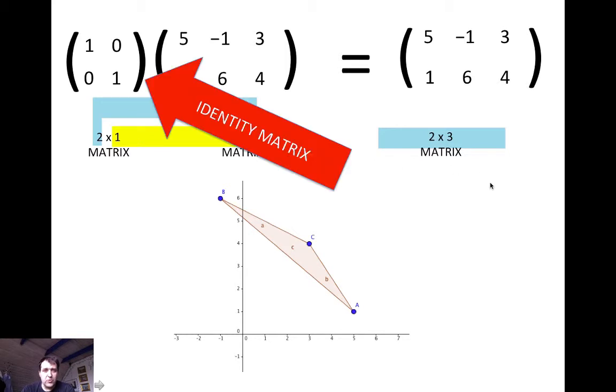So that's called an identity matrix. So generally it's all zeros with 1s down the leading diagonal. So whether it's a 2 by 2 like we've got here, or a 10 by 10 matrix, generally an identity matrix will be all zeros except for 1s down the leading diagonal. And multiplying by an identity matrix just leaves everything unchanged.